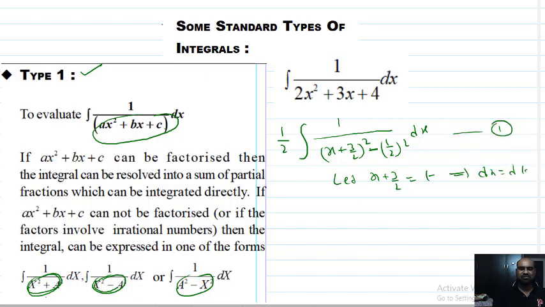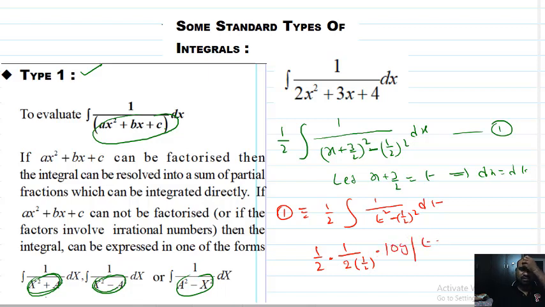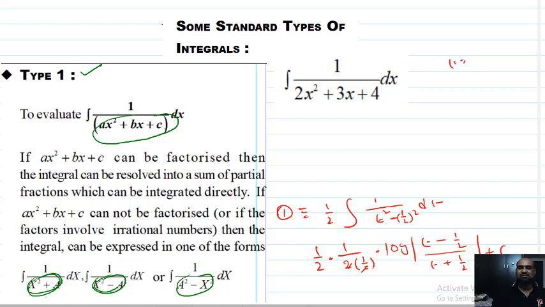So this becomes 1 by 2 integral 1 by t square minus 1 by 2 square dt. So I can say, this is 1 by 2 as it is, and 1 by 2a, a means 1 by 2, into logarithm of t minus a by t plus a plus c. Here 2 get cancelled. So I will write, t means x plus 3 by 2. So 1 by 2 logarithm of x plus 3 by 2 minus 1 by 2 by x plus 3 by 2 plus 1 by 2 plus c.